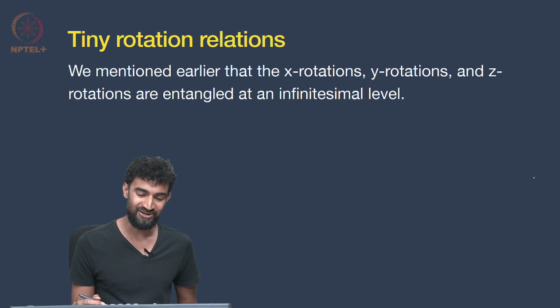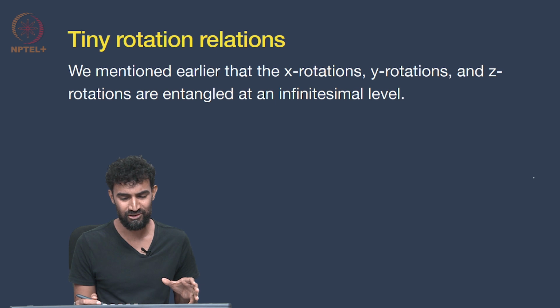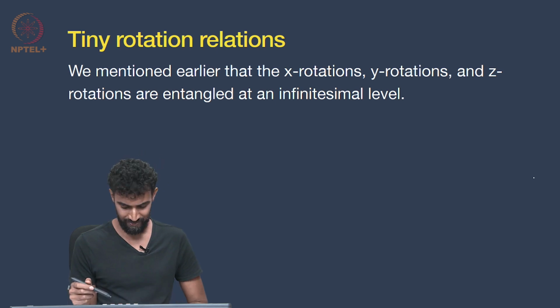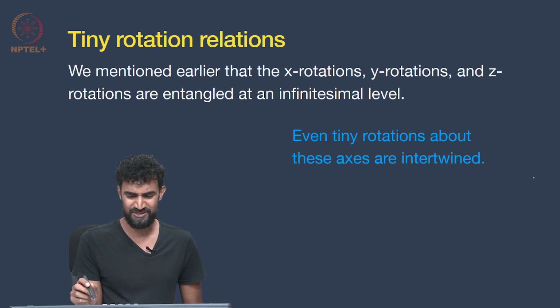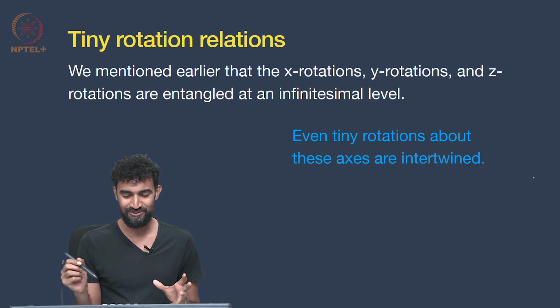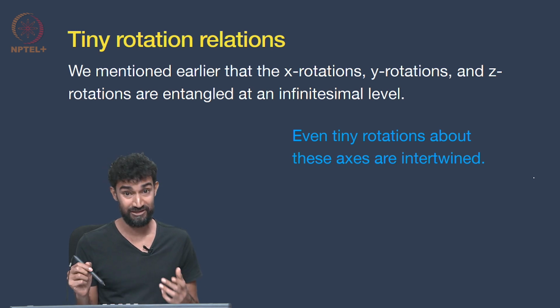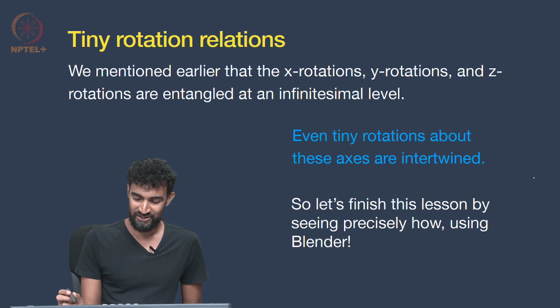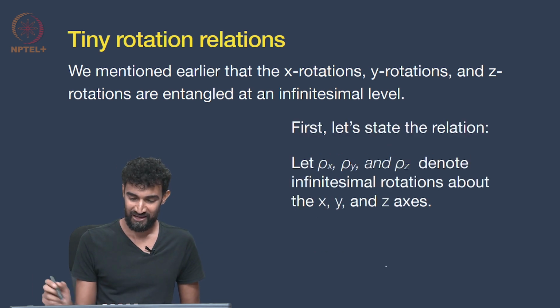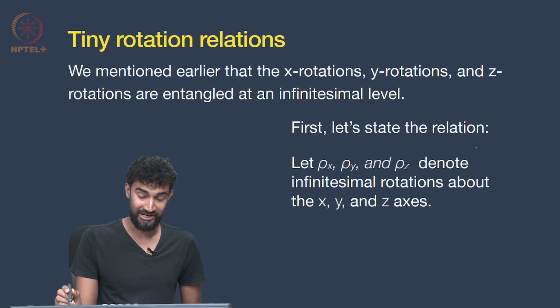So we mentioned a long time back that x rotations, y rotations, and z rotations are actually entangled at an infinitesimal level. In other words, even very, very tiny rotations about these axes are somehow intertwined. So let's finish this lesson by seeing precisely how using Blender. So first let's state the relation.